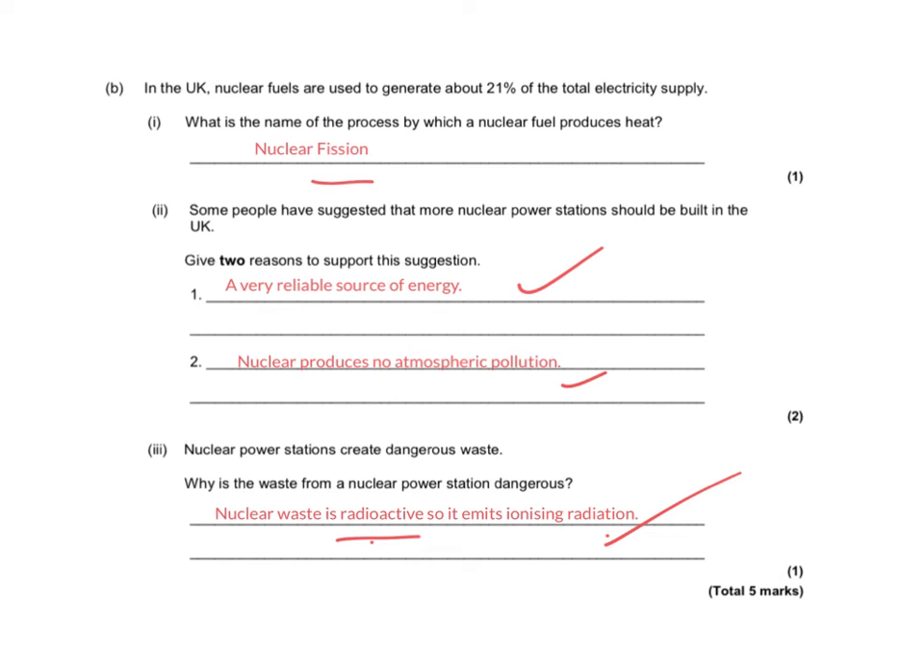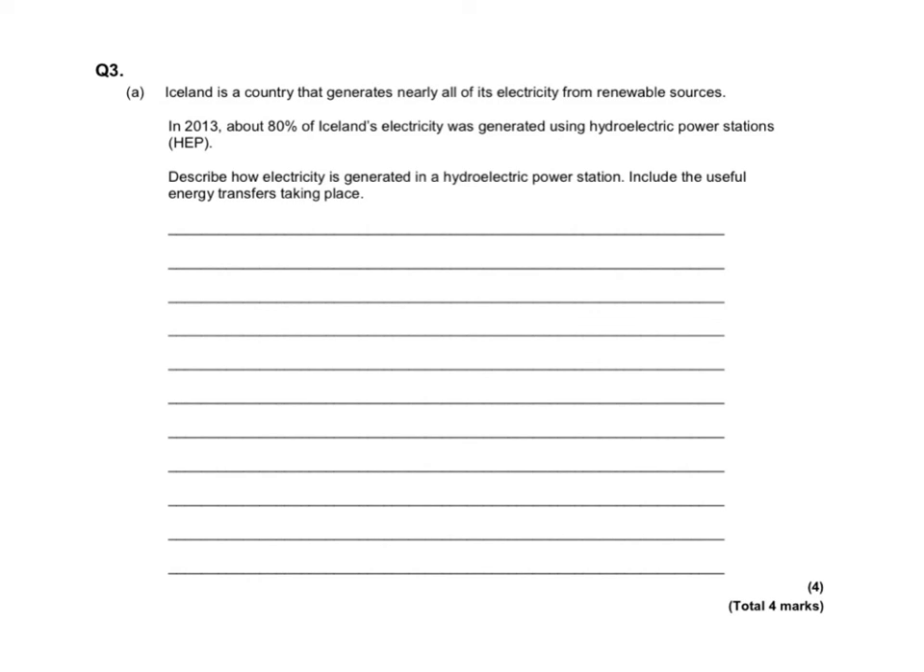Okay, so we'll move on to the final question now. The final question says that Iceland is a country that generates nearly all of its electricity from renewable sources. In 2013, about 80% of Iceland's electricity was generated using hydroelectric power stations, or HEP. Describe how electricity is generated in a hydroelectric power station, and include the useful energy transfers that take place. Okay, so we want to describe how that electricity is generated, but we also want to talk about the useful energy transfers.